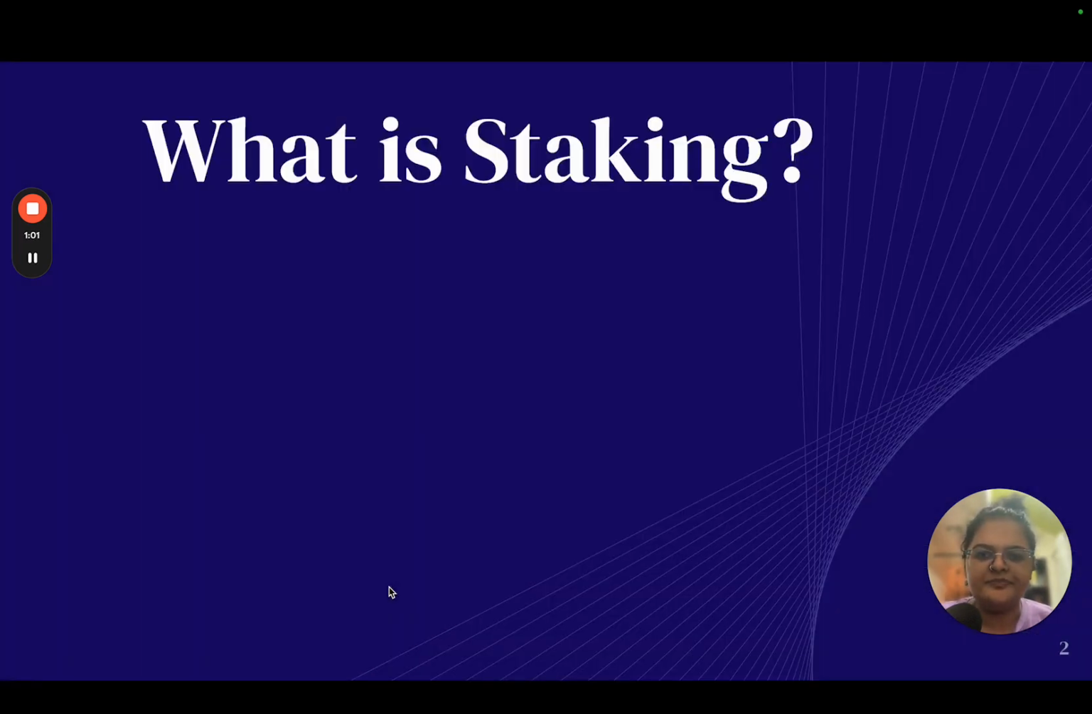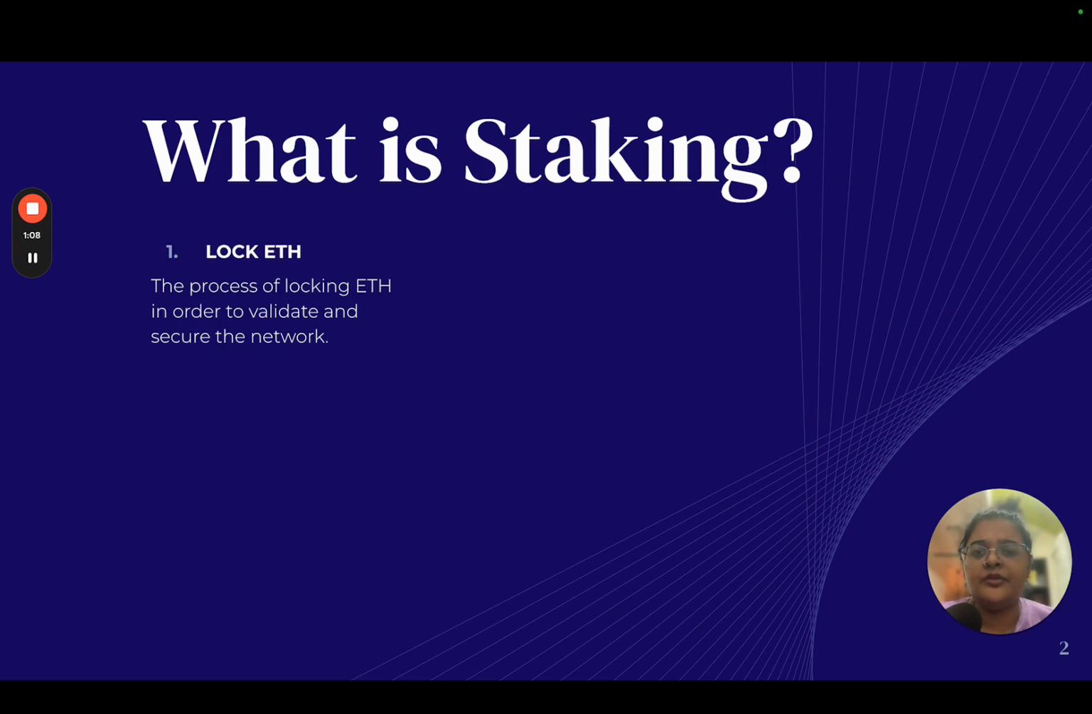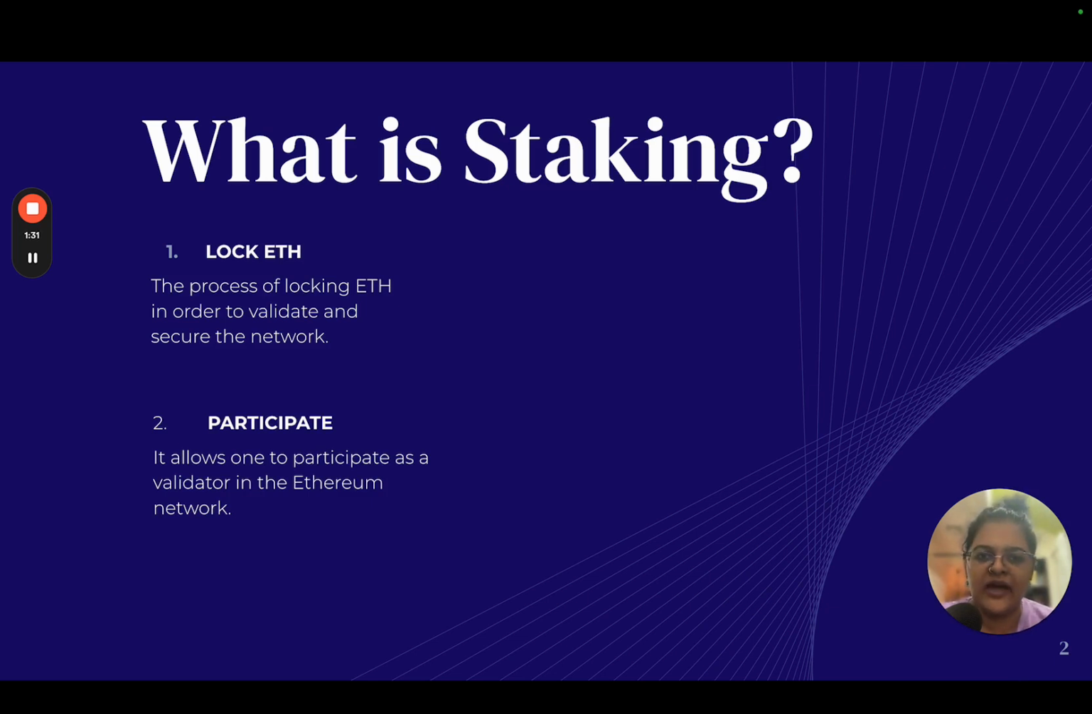What is staking? If you've been in the Ethereum ecosystem for a while, you might already be familiar with staking. You lock ETH and you are able to validate the network. You are able to participate in the creation of new blocks. You can participate as a validator, validating transactions and making sure that they're correct. So you can lock some ETH into the network and participate as a validator. Let's see how you can do that.